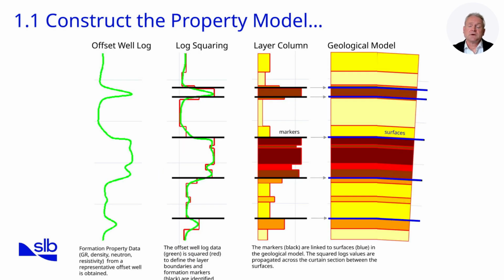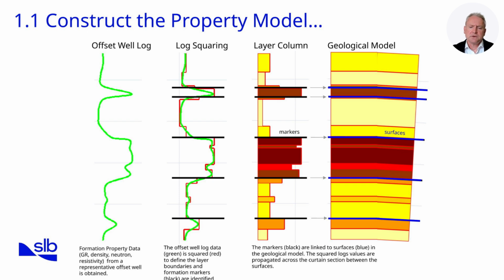Once we have offset well logs, the next task is to refine them through a process called log squaring. This involves taking the continuous log responses, shown here in green, and simplifying them into squared segments displayed in red. By doing this, we clearly identify layer boundaries and correlate them with formation markers, shown in black. Why is this step important? Real reservoirs are heterogeneous, but for modelling purposes, we need a simplified layered structure. Squaring allows us to match lithological changes more directly with geological surfaces, which makes forward modelling more reliable.